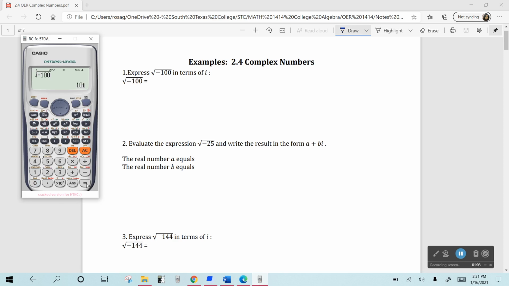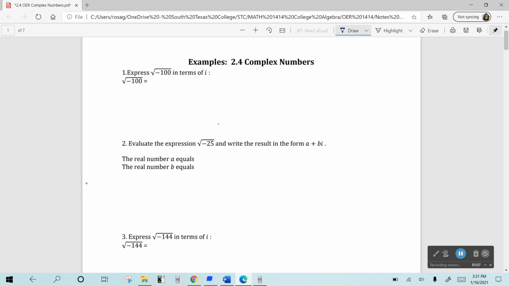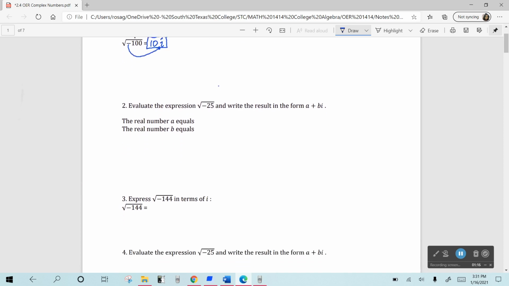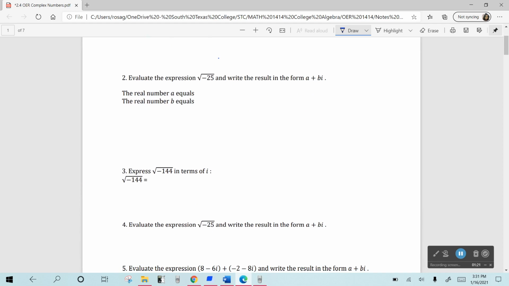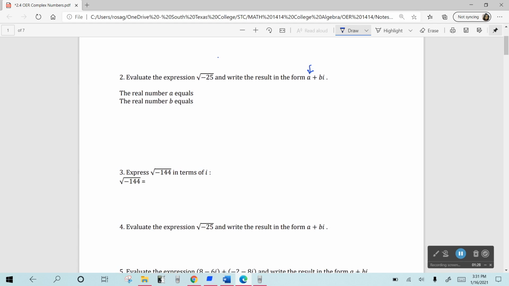Now, if you don't have the Casio, this is how you would do it. First, you think of the square root of 100, which is 10. And then anytime you have a negative inside a root, you bring it out as an i. So like, for example, this one, it says evaluate the expression of negative 25. The real number a equals, so the a is the real part. The b is the imaginary part because it's the one that's going to have the i.